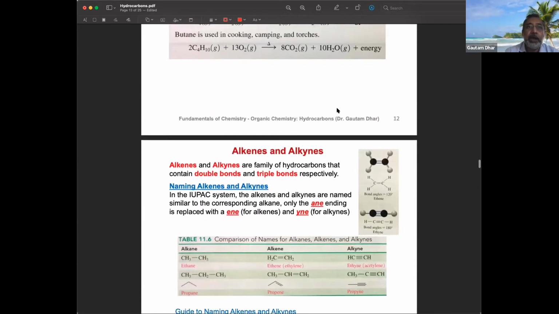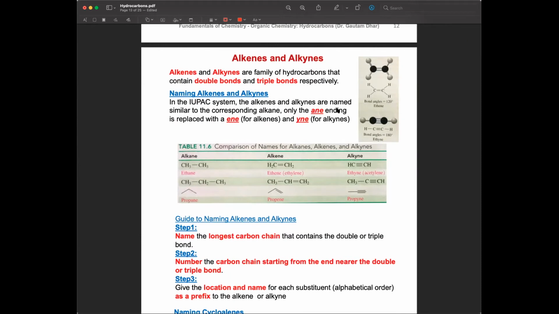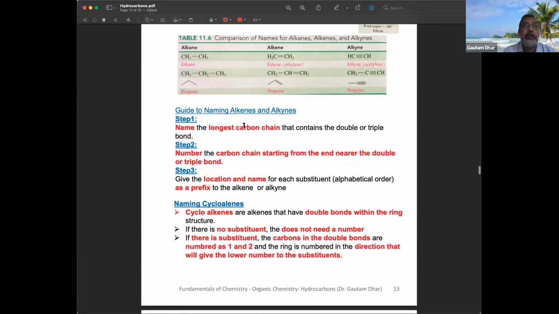Now, alkanes are the simplest hydrocarbons. You can have double bonds and triple bonds within the chain. If you have double bonds, they are called alkenes, with the ending -ene. Triple bonds we call alkynes, with the ending -yne. The naming style is basically similar. You identify the longest carbon chain that contains the double bond or triple bond. So that's the difference.